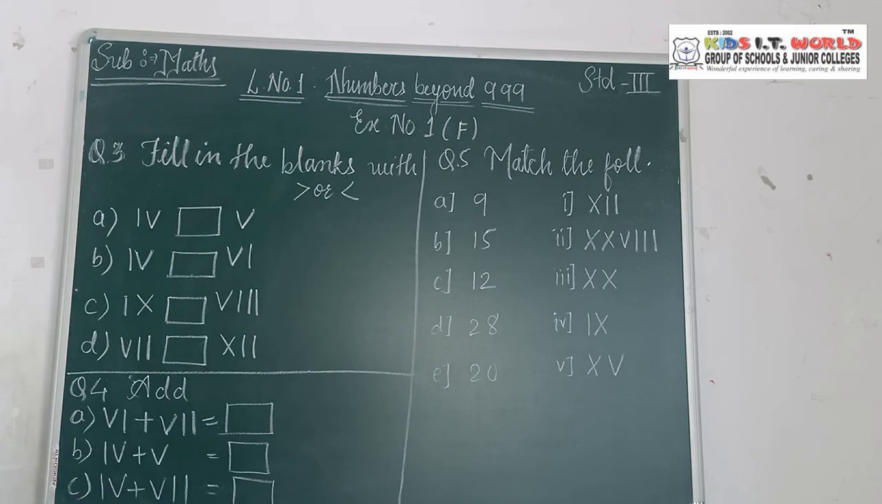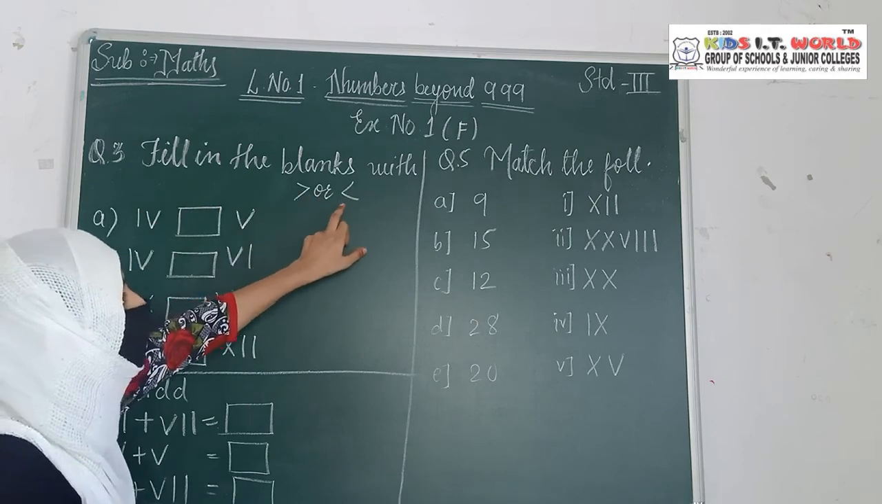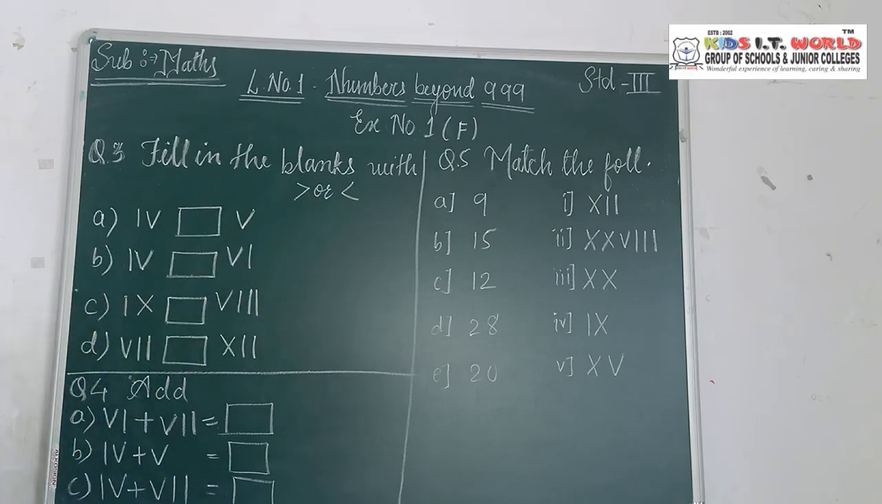Now in question number 3, you have to compare the numbers and fill in the blanks with greater than or less than. In the previous exercise I told you which is the sign of greater than and which is the sign of less than, and how to compare the numbers. In the same way, you have to compare the numbers with the greater than sign and less than sign. The difference is you have to compare the Roman numerals here.